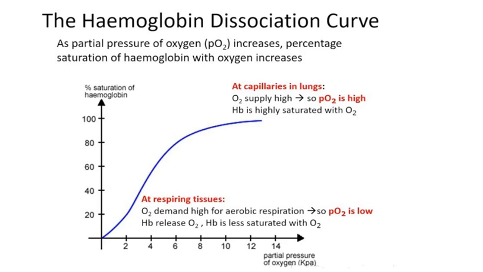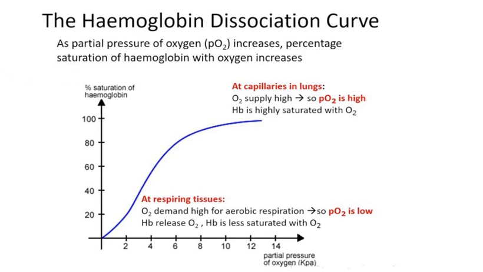Take for instance, when you have more particles within, the chances of them hitting themselves is very high, because at that point we say that these particles are of higher concentration. So that's what this is trying to say. As partial pressure of oxygen increases, the percentage saturation of hemoglobin with oxygen will also increase. So the rate at which hemoglobin binds with oxygen will also increase, because there's more oxygen present.